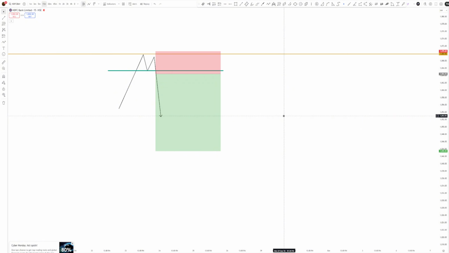And that's how we actually trade support and resistance, and that's how we draw them, and that's how we spot support and resistance.